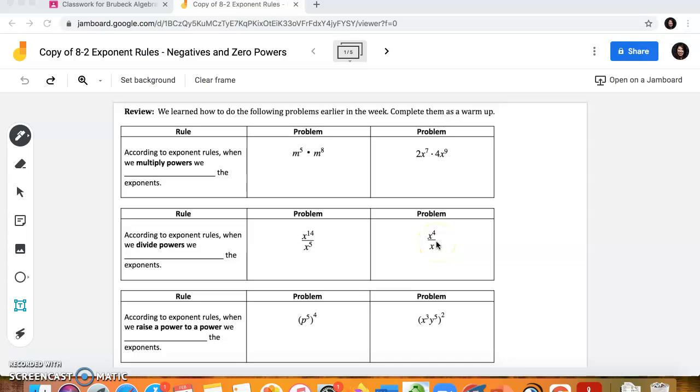Hi everyone, this is Ms. Brubeck. Today we're going to be learning about how to simplify expressions that have negatives and zero powers, and that's what this set of notes is about.